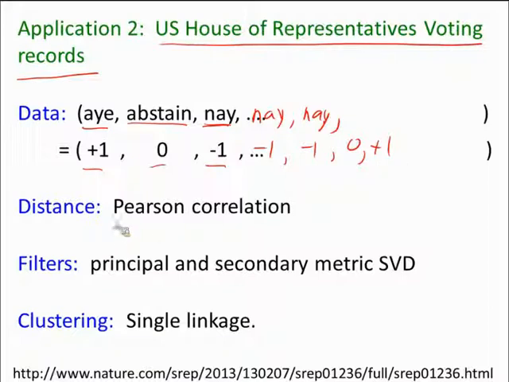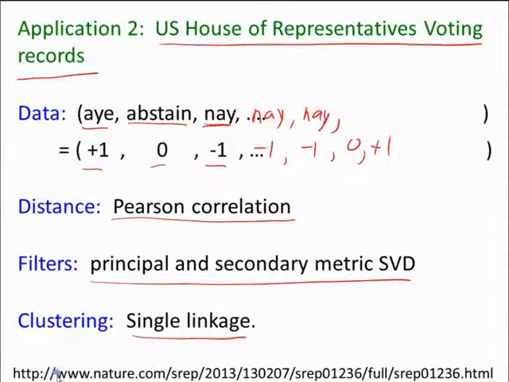There are a lot of choices we can make. Correlation is one of the main ones, so Pearson correlation is a good one. That will be the distance between these things. And our filters will, again, be the principal and secondary singular value decomposition. And we will, again, use single linkage clustering.